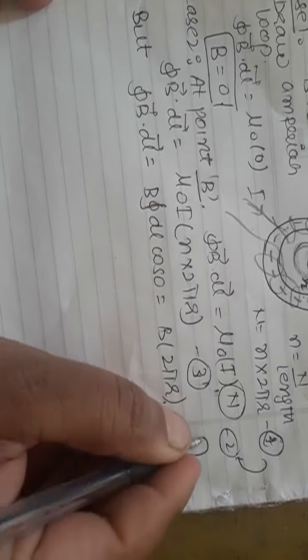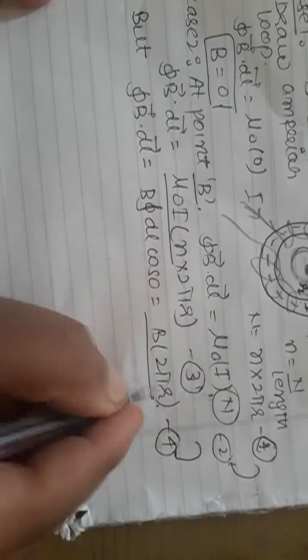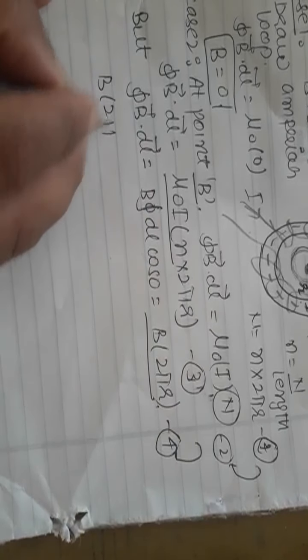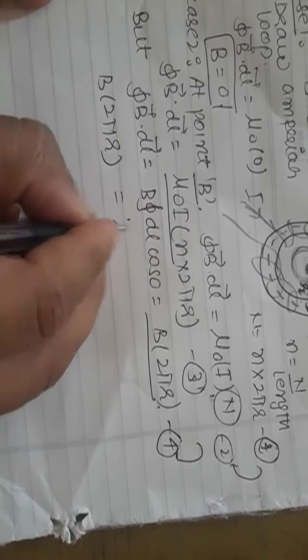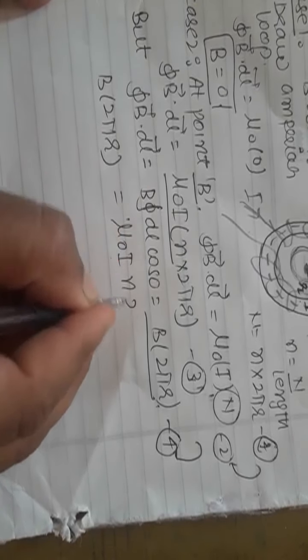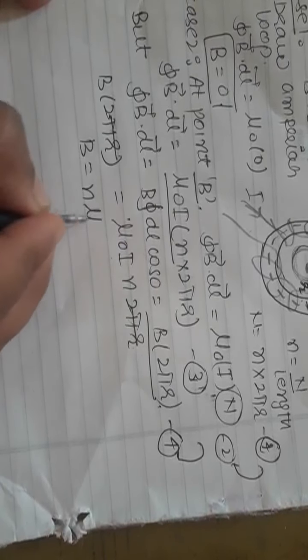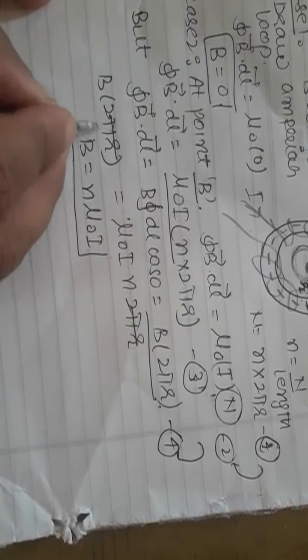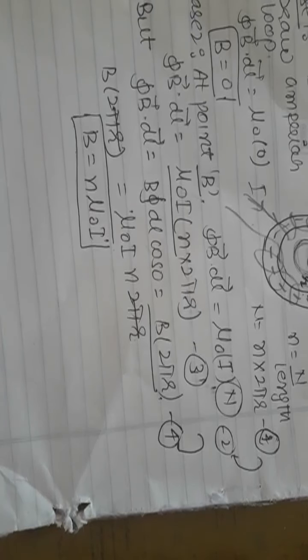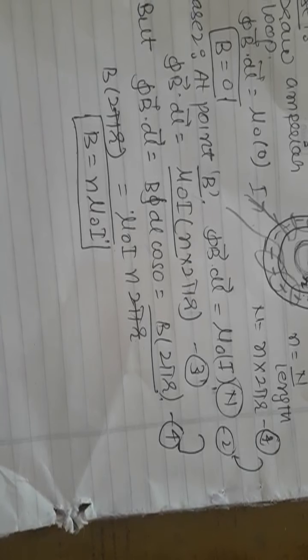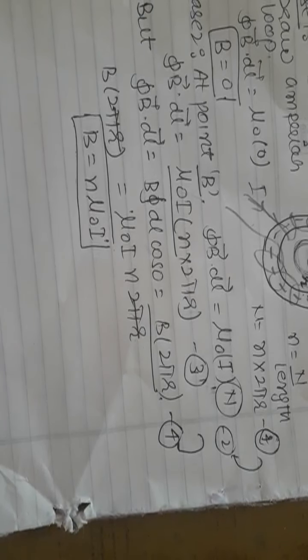If you compare, both of these represent the same thing. So B into 2 pi r is equal to mu naught I n into 2 pi r. So 2 pi r cancels. So the answer will be n mu naught I. The result is the same as that of the solenoid. The only difference is that the solenoid is straight but the toroid is circular.